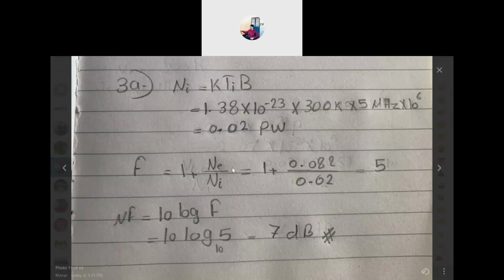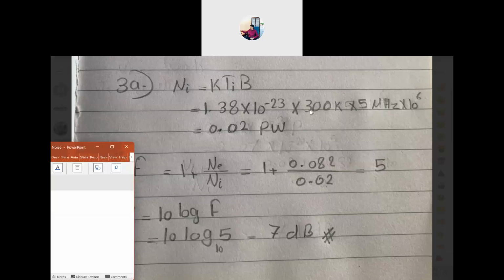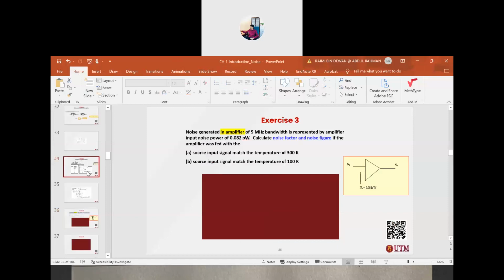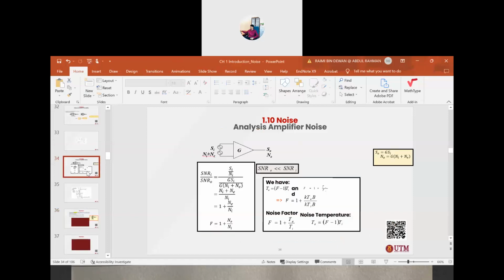So noise factor is 1 over NE plus NI. So this one is correct. If you see from the equation, I'm showing you, if you want to do the noise factor, not noise figure, factor, factor means not the log. So Mana is using this: F equals 1 plus NE over NI. NE is the noise from the amplifier, being taken out, and this one is the NI, the input noise.